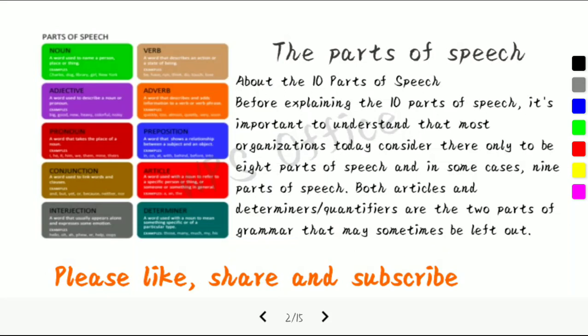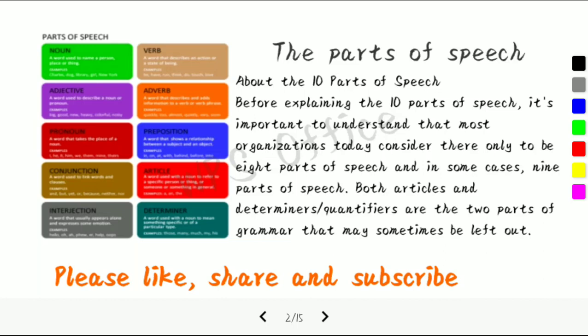About 10 parts of speech. Before explaining the 10 parts of speech, it is important to understand that most organizations today consider there to be only 8 parts of speech, and in some cases 9 parts of speech. Both articles and determiners are the 2 parts of grammar that may sometimes be left out.